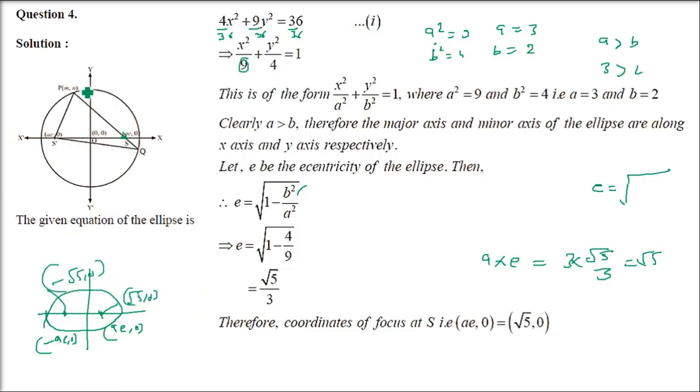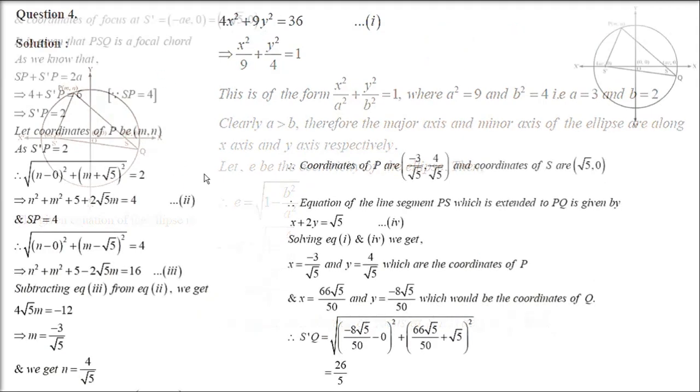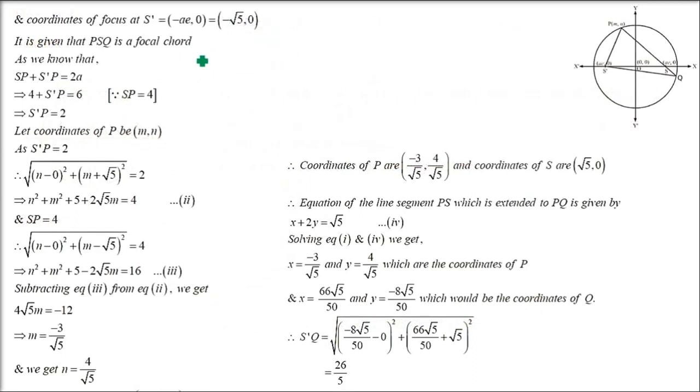Okay. Now the length of PS is known. It's 4. Length of PS is 4. Now we know the S point. We don't know the P point. And we don't know the Q point either. This is a focal chord. And this SP, this length is known.